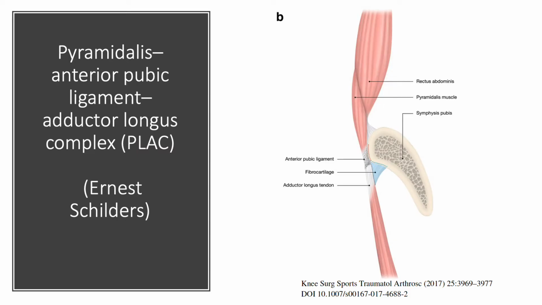Other surgeons go into deeper anatomy and have renamed this the pyramidalis anterior pubic ligament adductor longus complex, which is quite a mouthful, shortened to PLAC. What others call the pubic aponeurosis is now named the PLAC, and various tears can be sustained in this area.